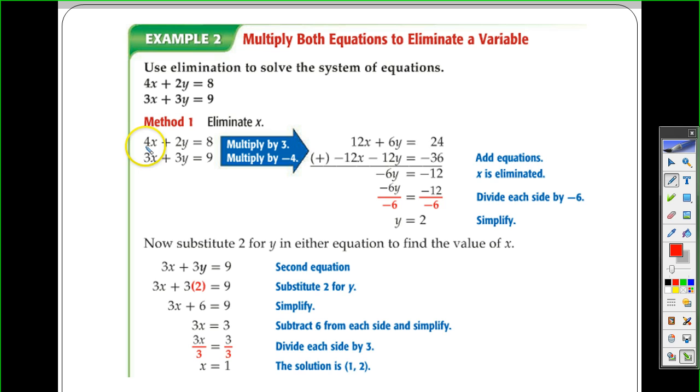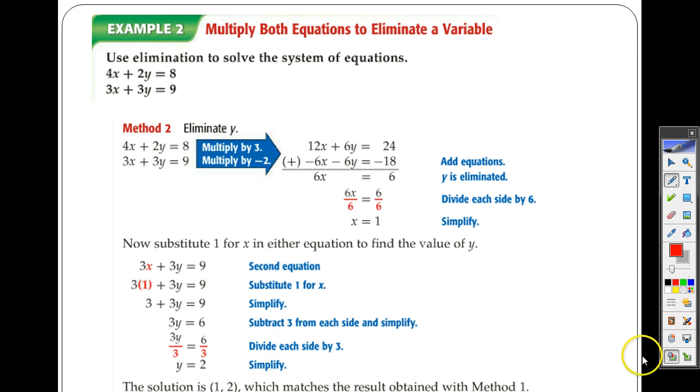Here, they multiplied the top by 3: 12x, 6y, 24. They multiplied the bottom by negative 4: negative 12x, negative 12y, negative 36. They did this so that they can make the x's look alike and make it 12 x's. So they did multiplication at the top and the bottom by different numbers so that it'll match up to 12x. They got rid of that and found their y. Put the y in substitute for either one of these equations and then found their x. Okay, that was the first method.